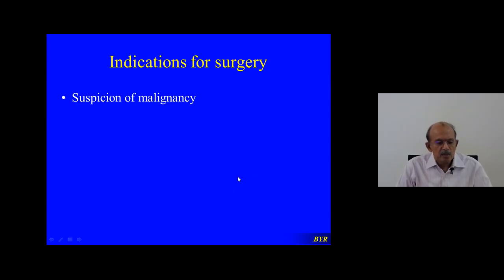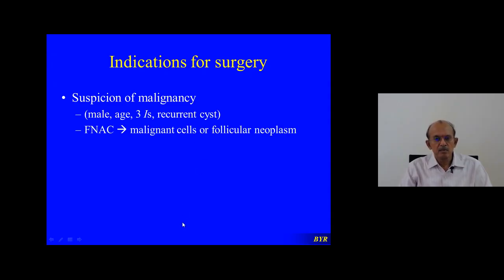Very good. Manogya told me the correct answer. Any nodule occurring in males, extremes of age below 20 years, more than 50 years, size more than 5 centimeters, history of radiation during childhood. So these are the things where you should suspect malignancy. And also in recurrent cysts, FNAC showing malignant cells or follicular neoplasm.